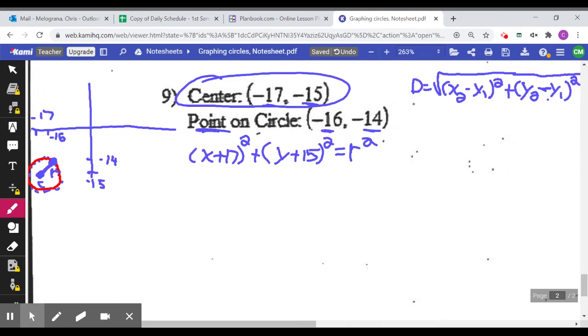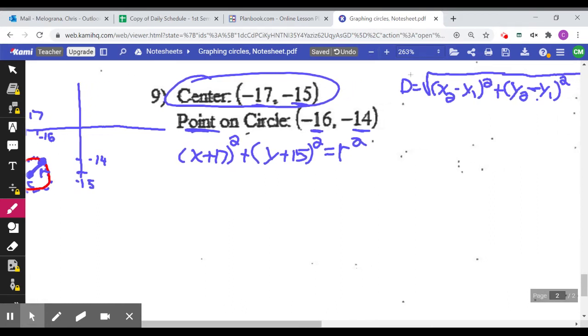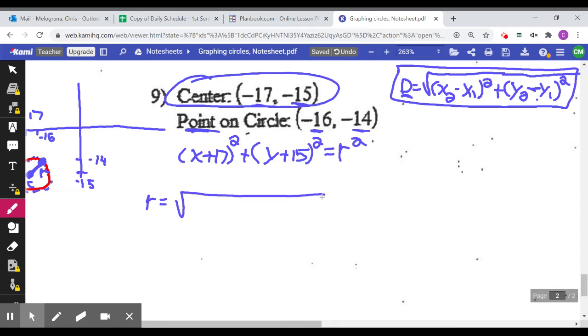Now, you see I have this written here. This right here is our formula for distance. So if I find the distance between the center and the point on that circle, it's going to give me the radius. Basically, if you subtract the x values, subtract the y values, and square them and add them together, and they're in the square root, that's going to equal the distance, which in this case is the radius. So I'm going to change this to r.